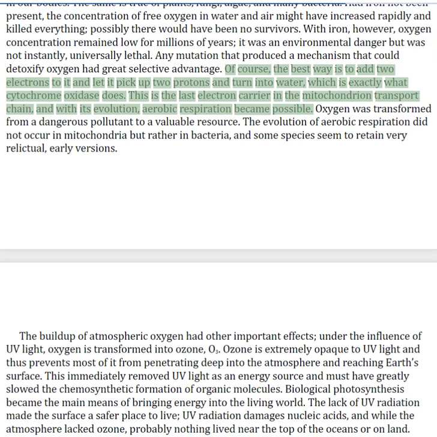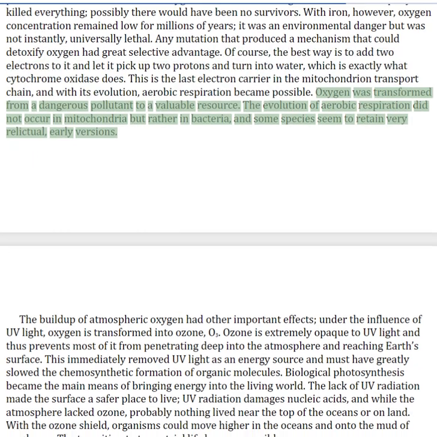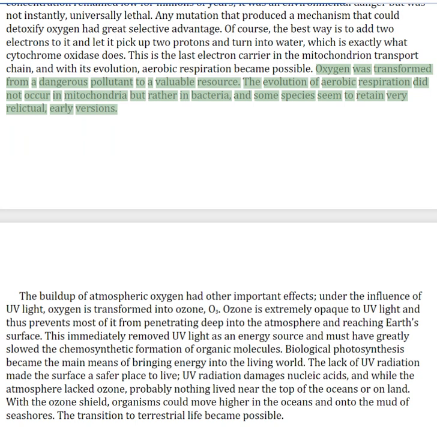Of course, the best way is to add 2 electrons to it and let it pick up 2 protons and turn into water, which is exactly what cytochrome oxidase does. This is the last electron carrier in the mitochondrial transport chain, and with its evolution, aerobic respiration became possible. Oxygen was transformed from a dangerous pollutant to a valuable resource.